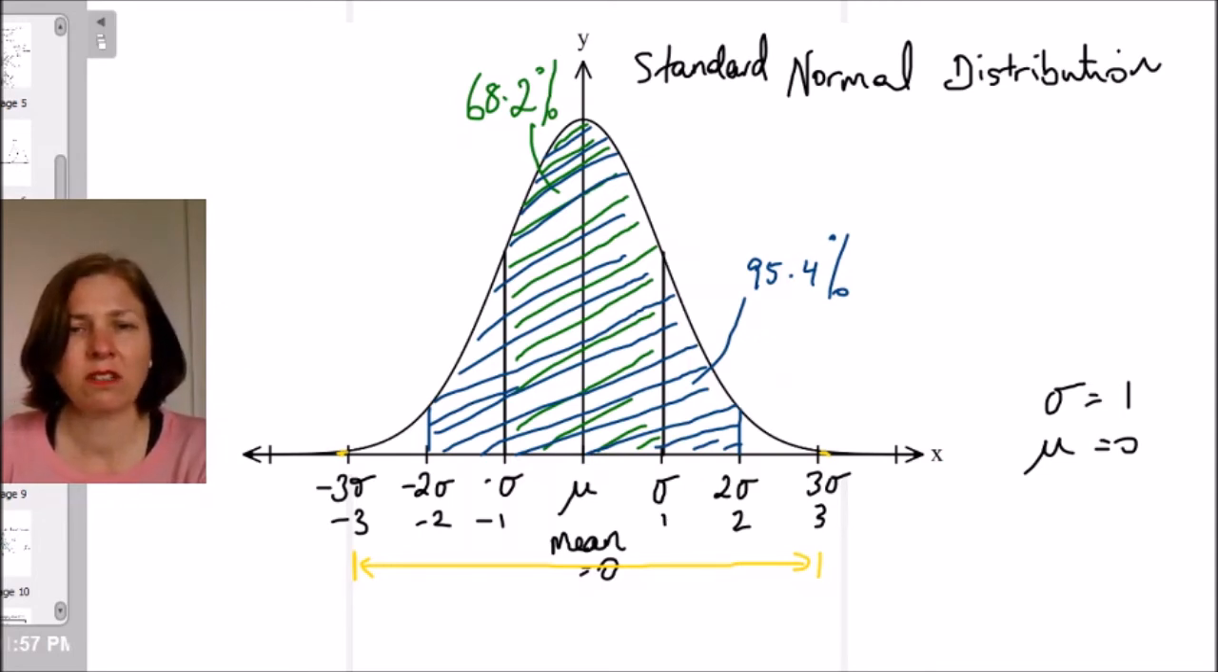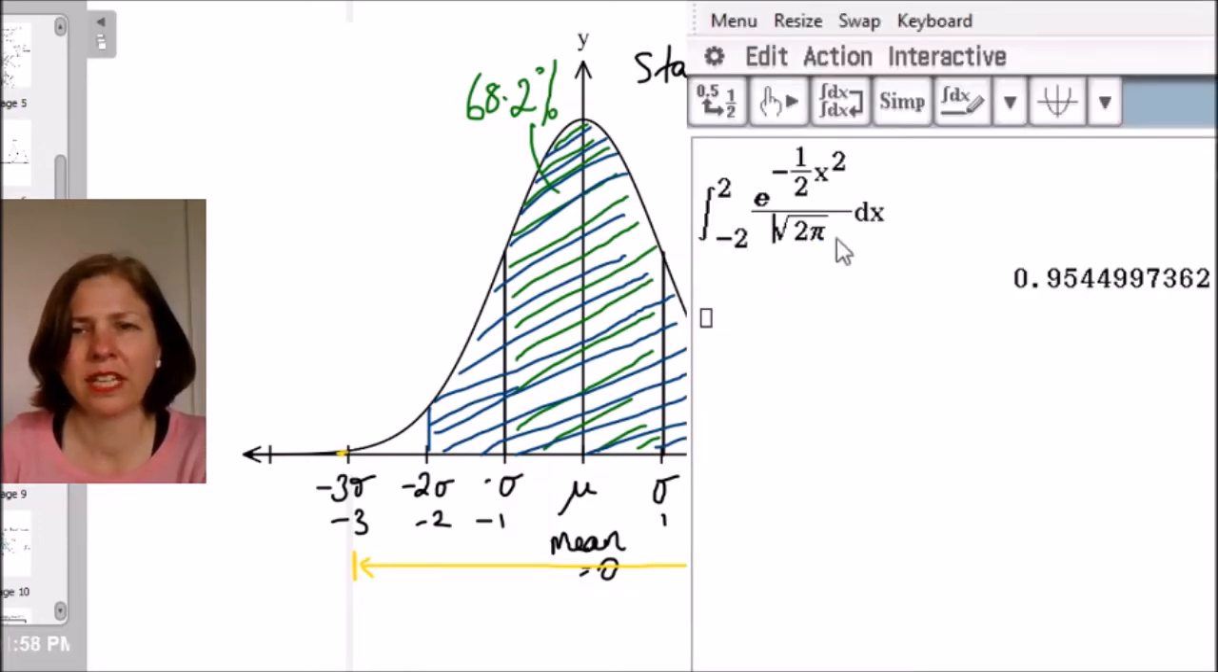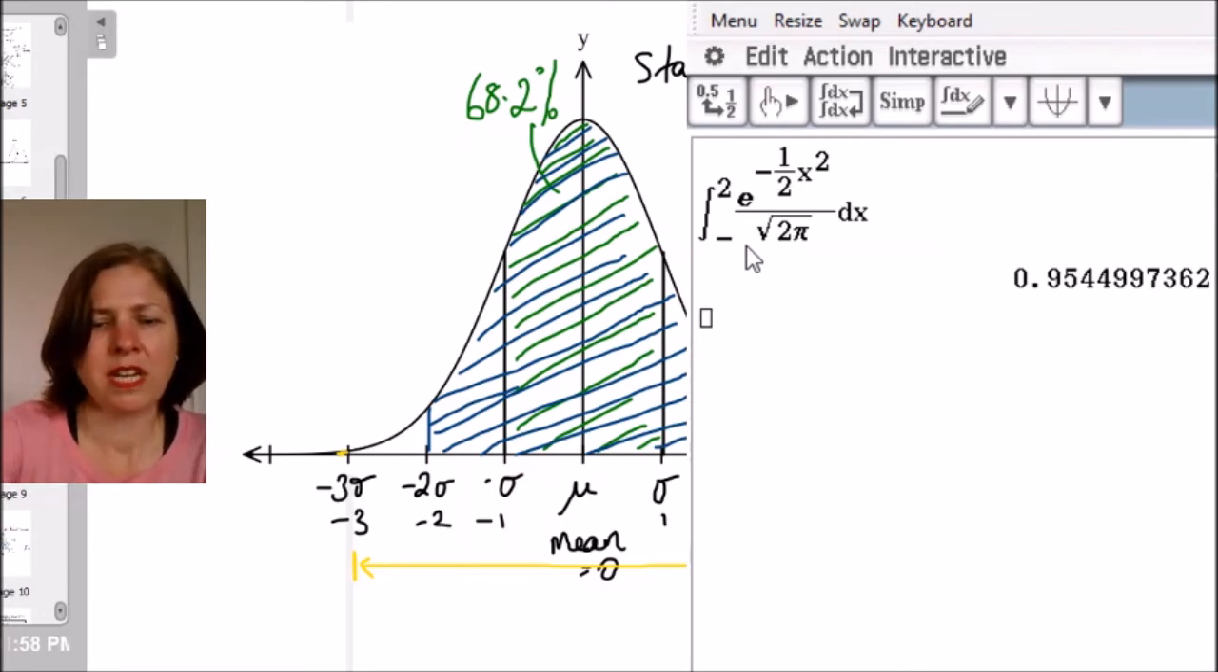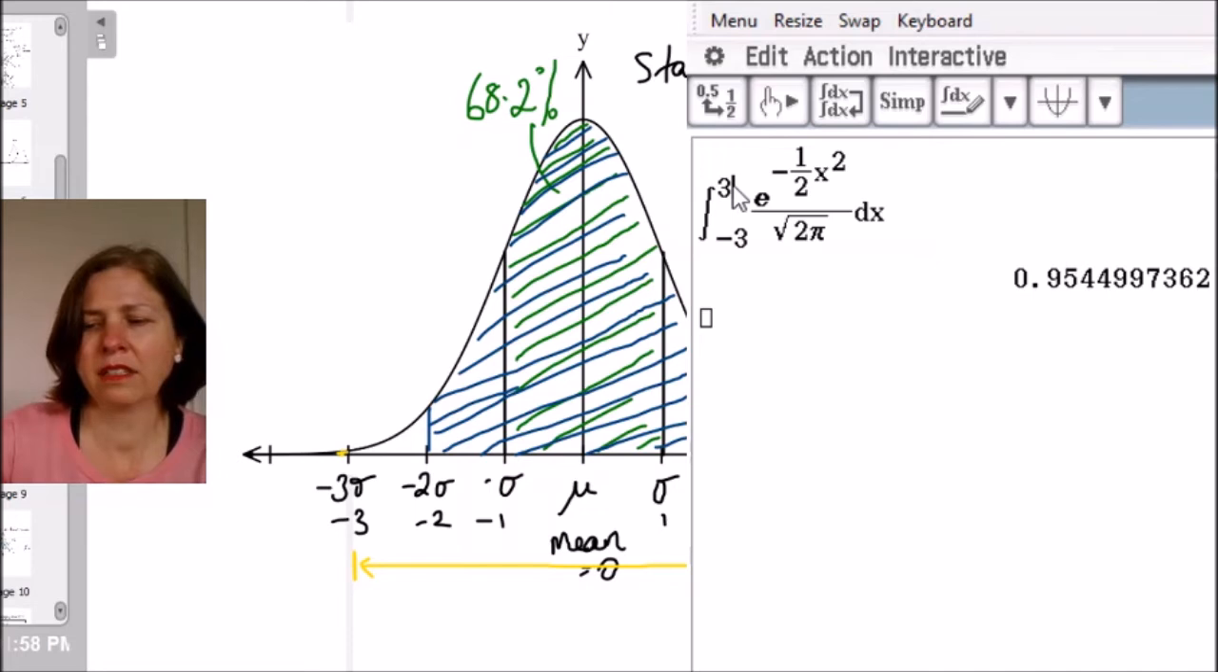So let's, oh, you can't see it. Let's turn it on and we'll do the calculation. Change my -2 to -3. Change my 2 to 3. Hit enter.